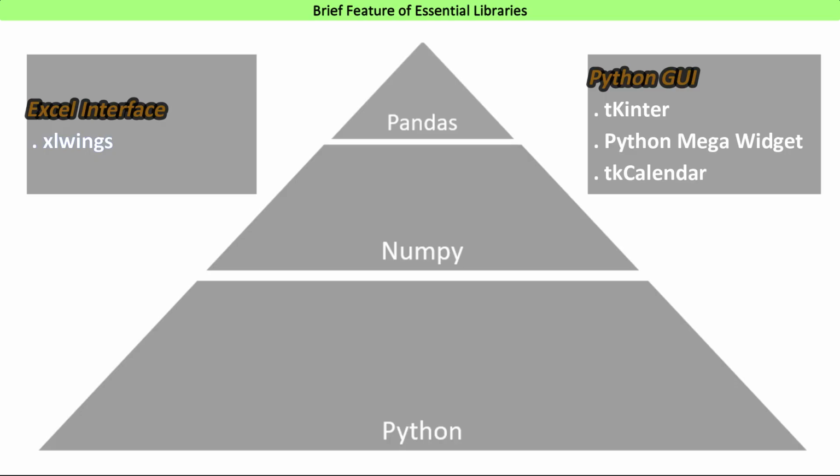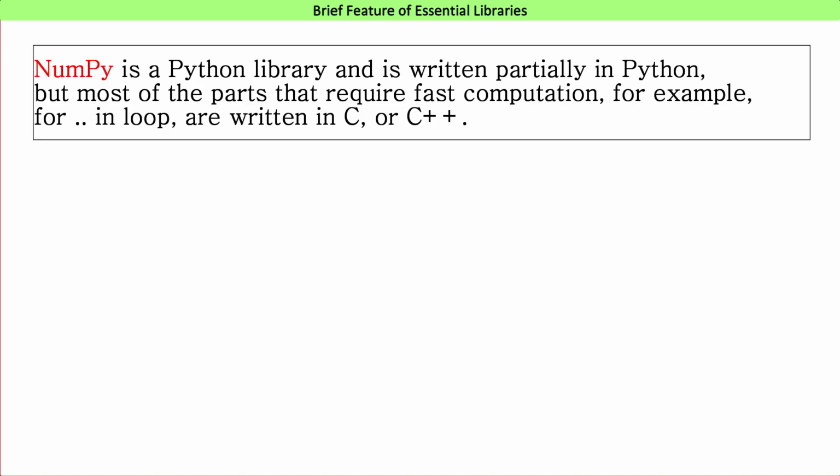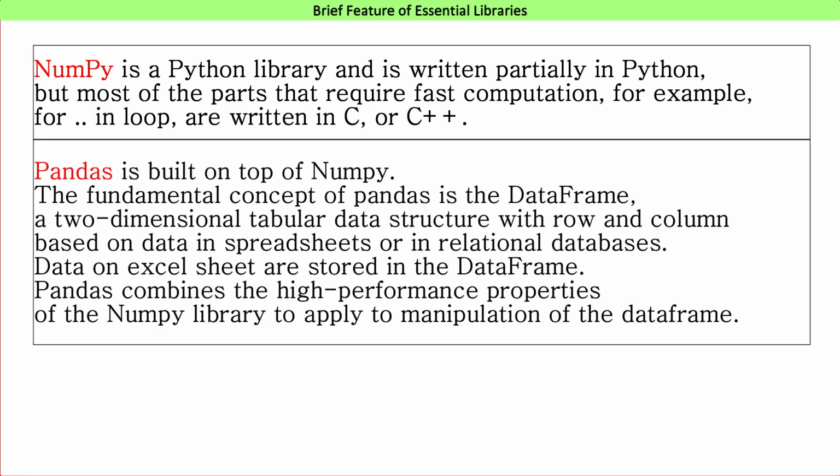Here we discuss brief features of libraries essential to the Python program. NumPy is a Python library written partially in Python, but most of the parts that require fast computation, for example for loops, are written in C or C++. Pandas is built on top of NumPy, without which Pandas does not work. The fundamental concept of Pandas is the data frame, a two-dimensional tabular data structure with rows and columns based on data in spreadsheets or in relational databases. Data on an Excel sheet are stored in the data frame.